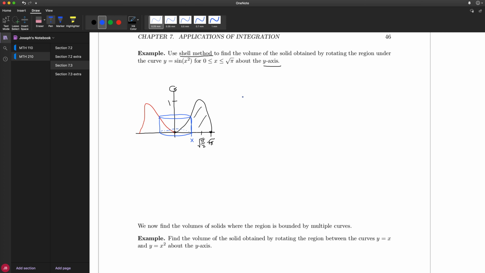So let's see if we can figure this out. We're going to get the volume then equals the integral from 0 to root pi of 2 pi, and now let's see, the radius of this cylinder is exactly given by this x value, right? This is 0, this is x, so that length there is just x. And now the height of the cylinder is exactly given by the height of the function, which is f of x, which just so happens to be sine x squared.